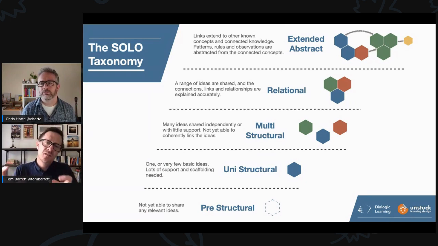And this is, though, the core framework that we're going to be using. There are many different versions of this that you will see, including different language that we might use for students. But this is the core framework, isn't it, Chris?